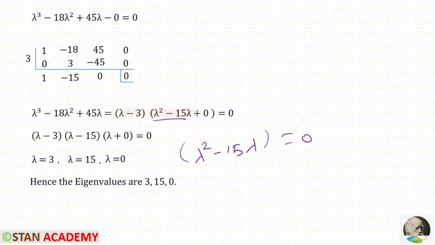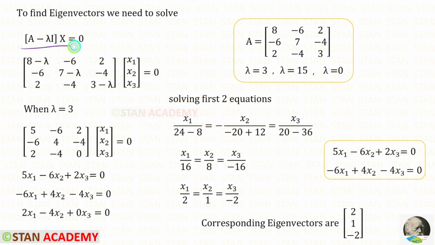We can take 1 lambda outside. So it will be lambda minus 15 is equal to 0. From here we will get two values. Lambda is equal to 0 and lambda is equal to 15. So the eigenvalues are 3, 15 and 0. Using this one we can find eigenvectors.